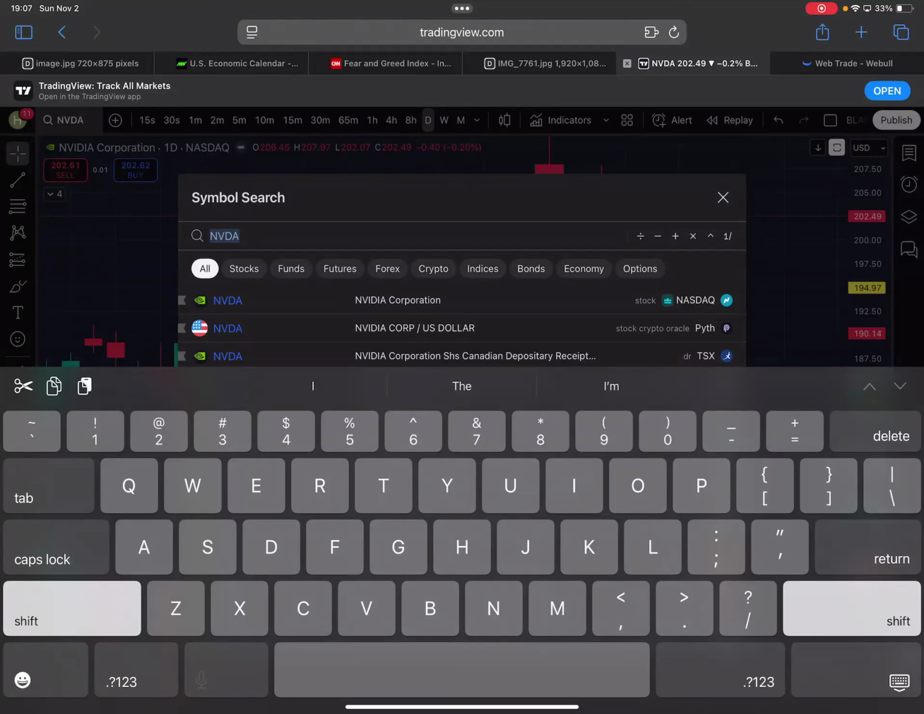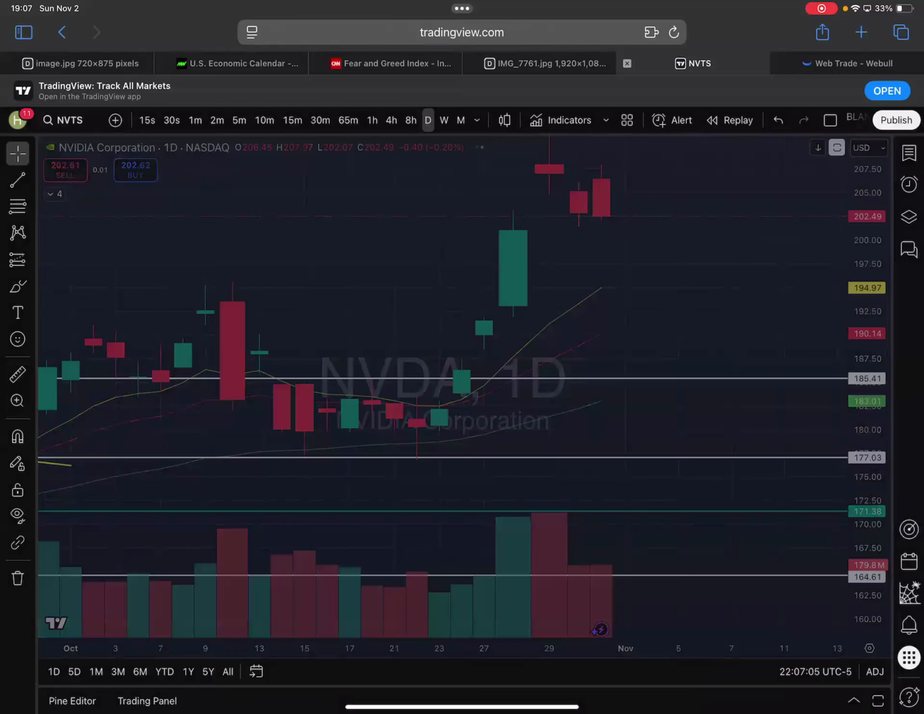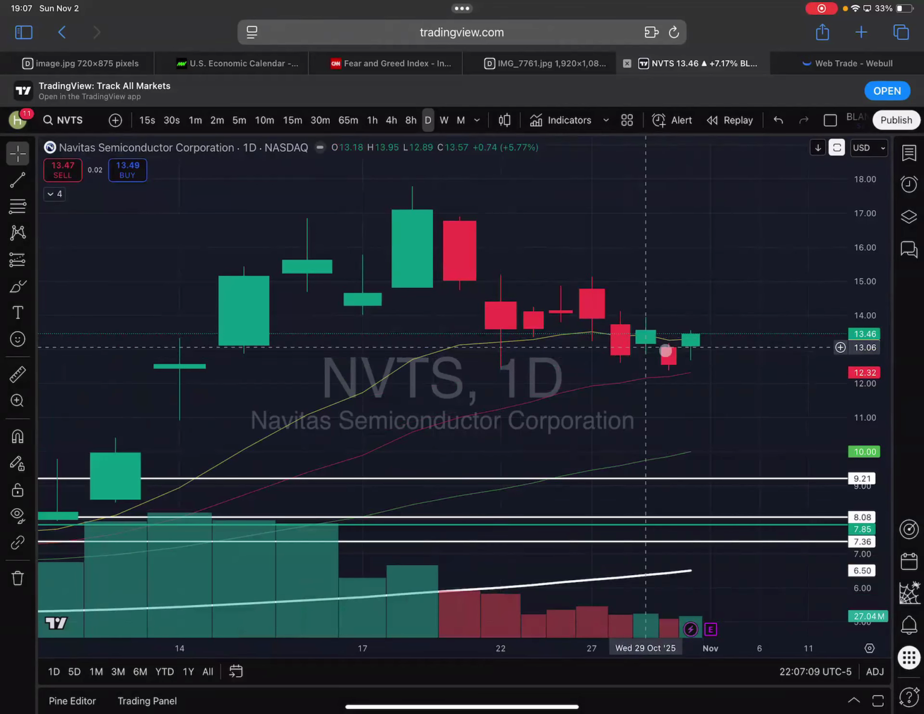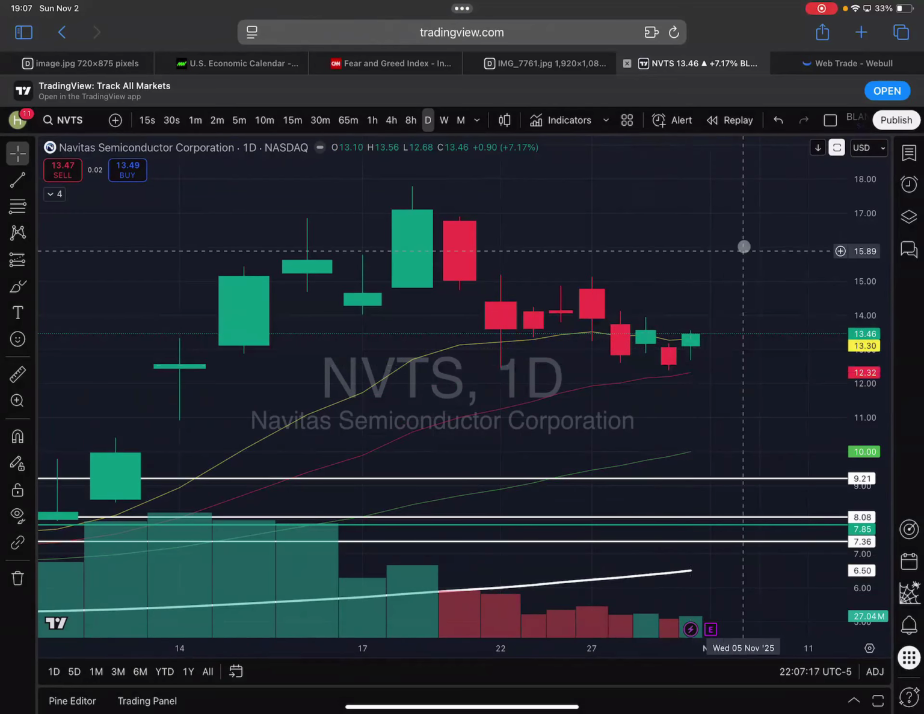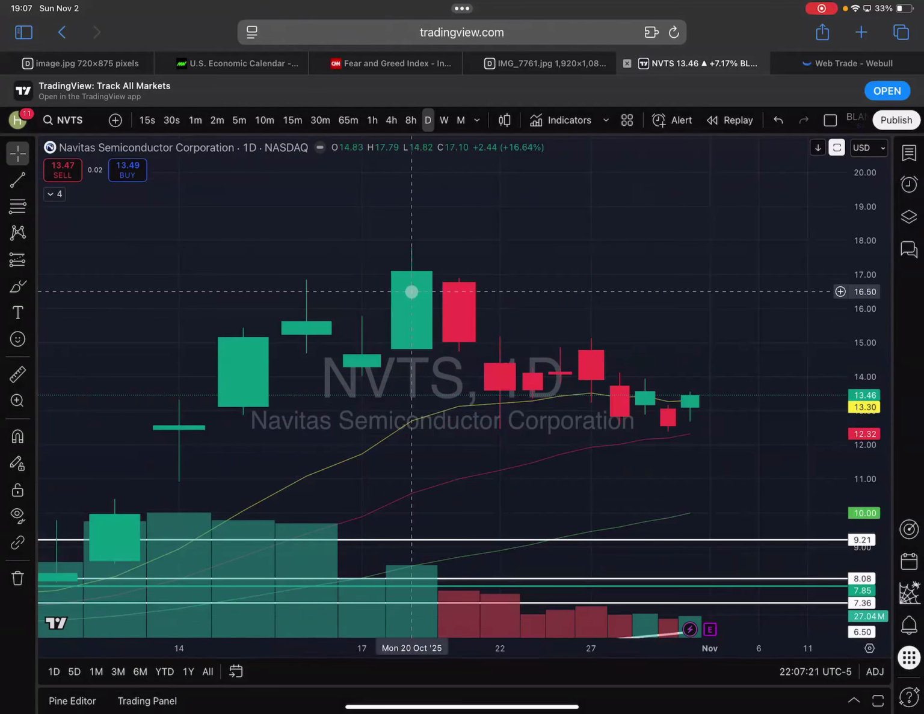Like I said, right? Navitas. This one. Navitas can get above 13.95. You could probably see that reversal game come into play, bouncing from this 20 EMA and trying to go back up for that 17. What is this? The high of 17.79 range.